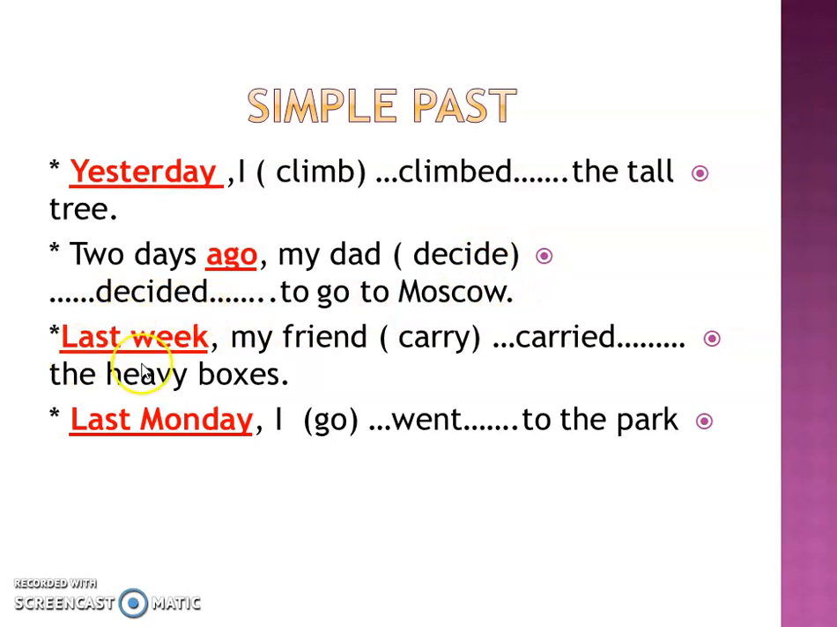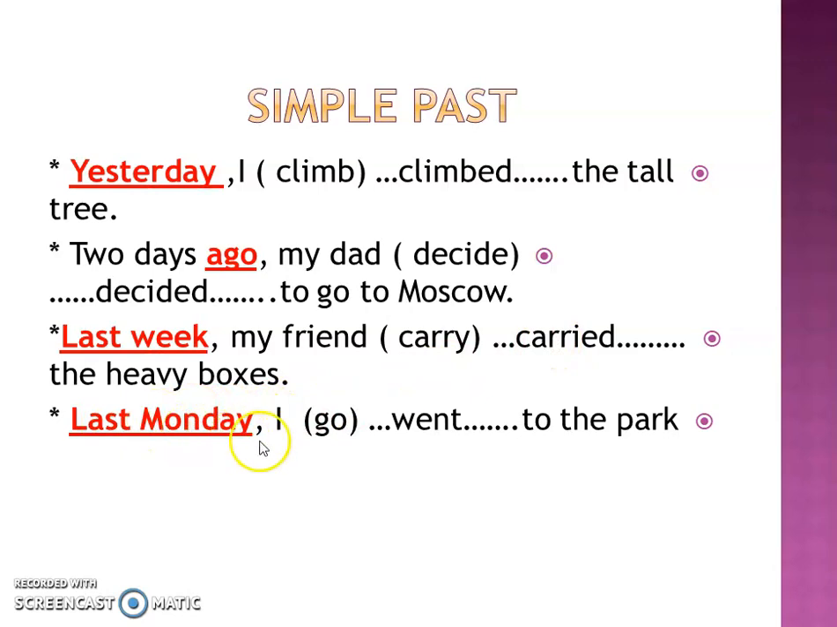Okay, last week, my friend carried the heavy boxes. Okay, my verb ends with Y, so I cross the Y and put IED: carried. Be careful. If your verb has a Y and before it a vowel, we don't cross the Y, like play. We say play, played. But here, before the Y, we don't have a vowel, we have R. So we cross the Y and put IED: carried.